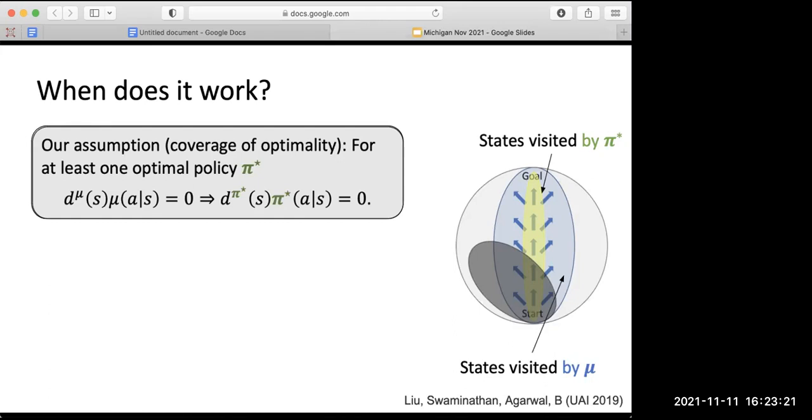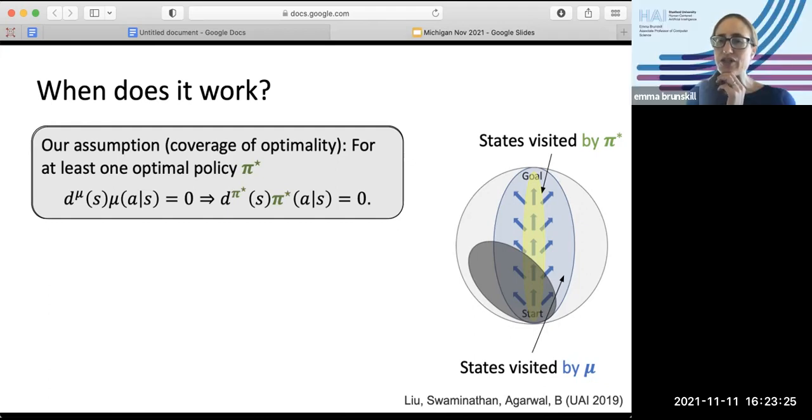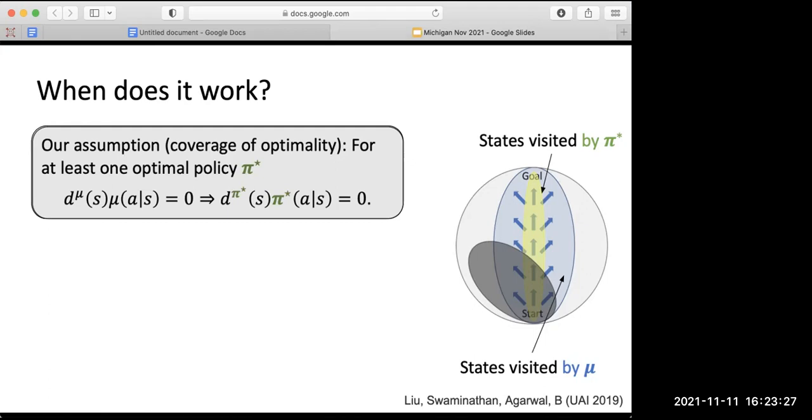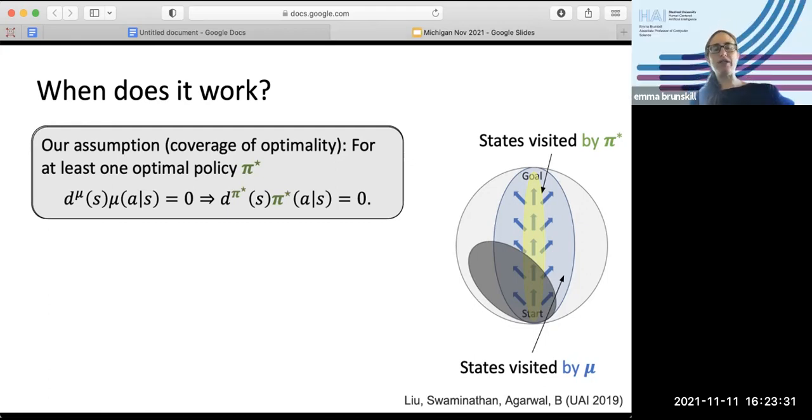There's a question on the chat, actually, Emma. Sorry. Yes. The question is, is there a quantification for how far off we can go from the policy available in the data set? Good question. I'll tell you what we assumed here. Here we assume that we're only going to try to compete with the best, that the data does cover at least one pi star. And later I'll come back to your question and say how far we can go. So great question. And if I don't answer it later, just remind me, but I think that'll be addressed by the second part.